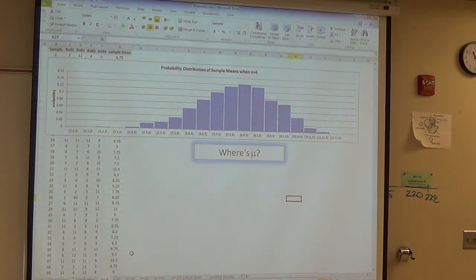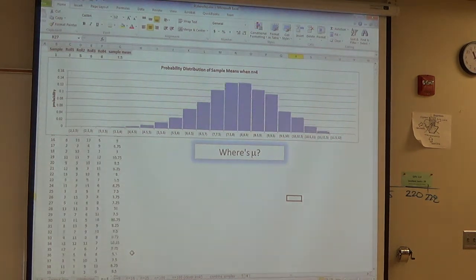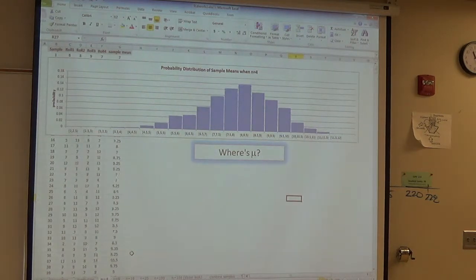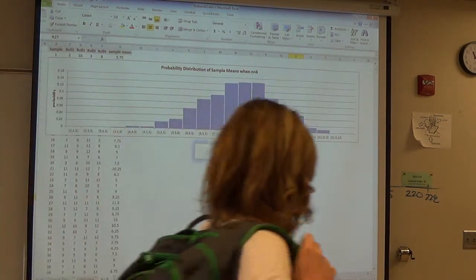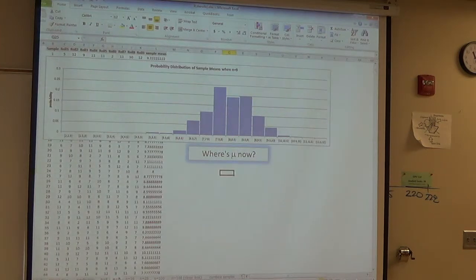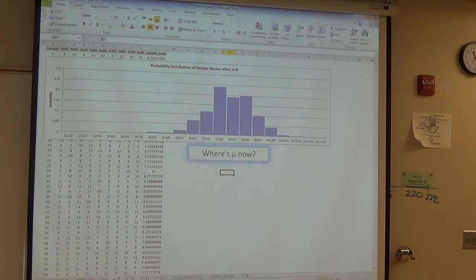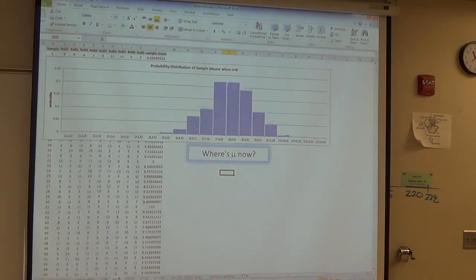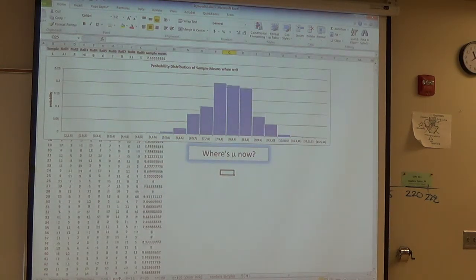Okay, good enough? So do you guys see where mu is? Hopefully. It's right around that highest point of the curve. It's bouncing quite a bit. Okay, I decided to try it again, but I used a sample size of 9 instead. Not 4, but 9. So, can you find the average now of that?